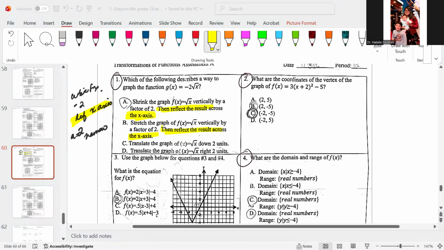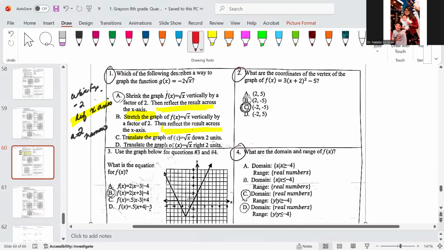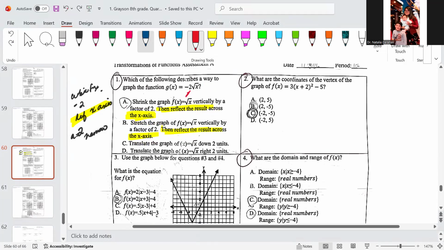Don't you move 2 down and 1 to the side, though? No, you don't. You don't move 2 down. Moving 2 down means you will have to have a -2 here, and we don't have that. Does that make sense? This 2 right here just means that it's narrow, more narrow. Do you get that?